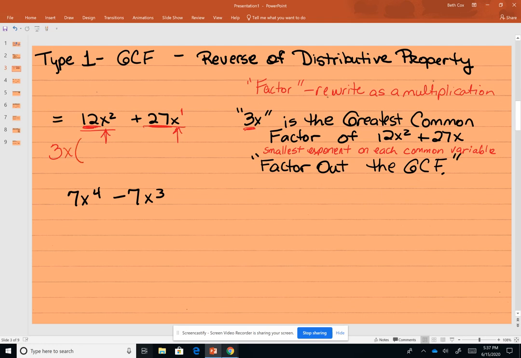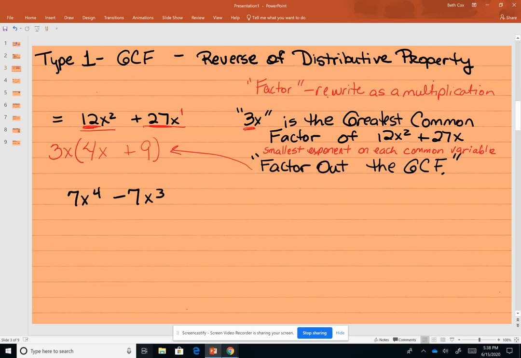Well, then we basically divide. Or we say 3 times what? So 12 divided by 3 is 4. Or you could say 3 times 4 is 12. And then x squared, and we remove an x. Remember, we subtract the exponents, would leave an x. And then we do the next one. 27 divided by 3 is 9. And then x divided by x is 1. And so that's what we have done. We have factored out the GCF.